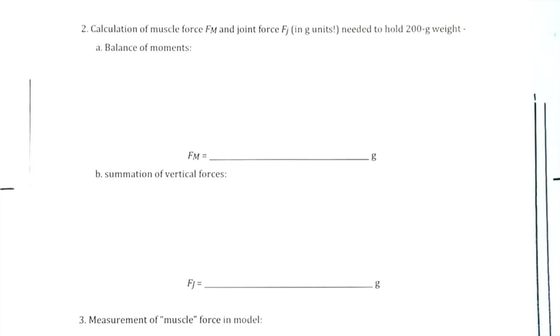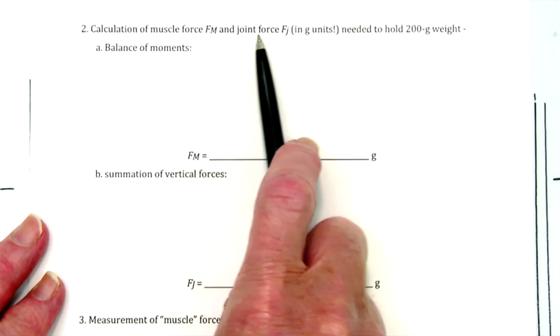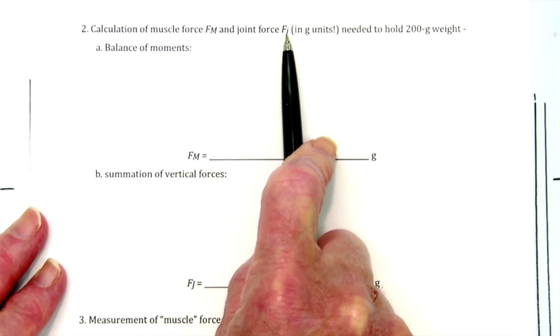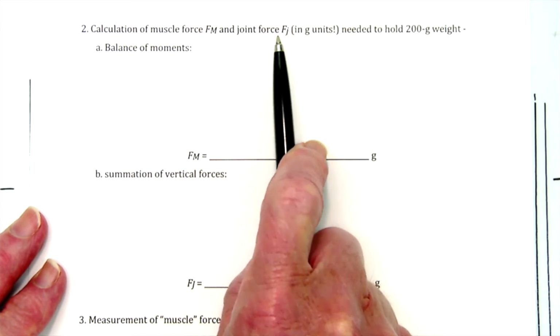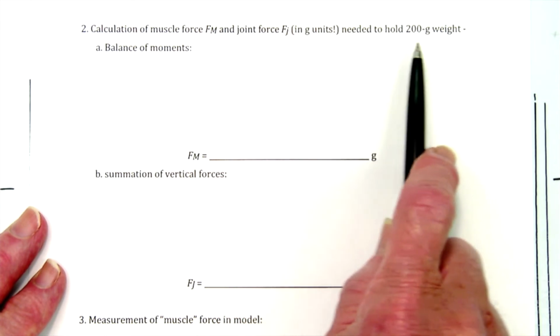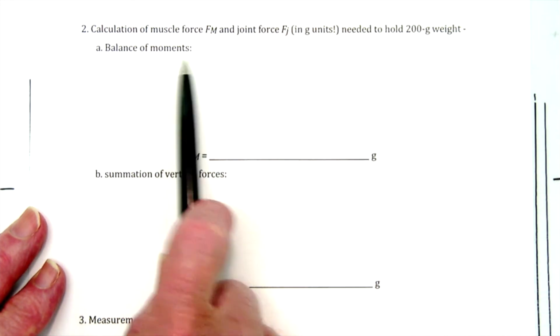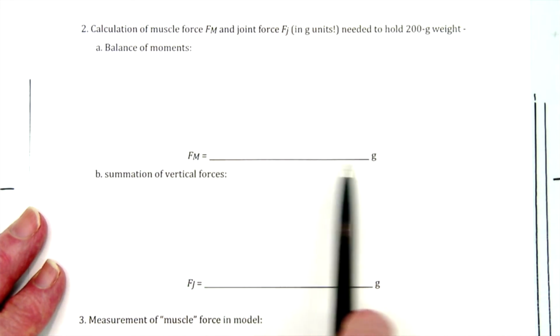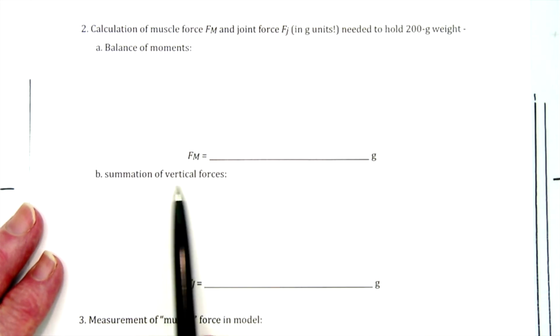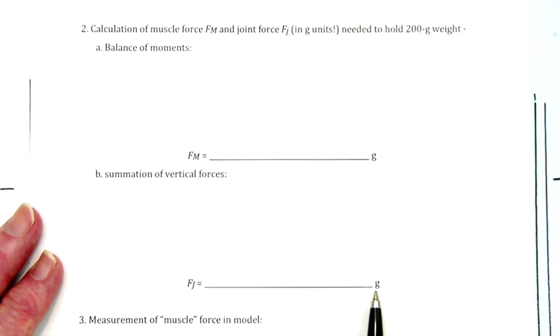Well, now that we have our stick diagram and we have our various values of distances and weights, we can calculate the muscle force F sub M and also the joint force F sub J. Remember, they're 90 degrees with respect to the bone. And we could do that in gram units, needed to hold the 200 gram weight. You balance the moments here, and that will allow you to find F sub M in grams. And then you sum the vertical forces here, and that will allow you to find the joint force, again in grams. Please do that before we go on to make the actual measurements in a simple model of this arrangement. I'll show you that next.